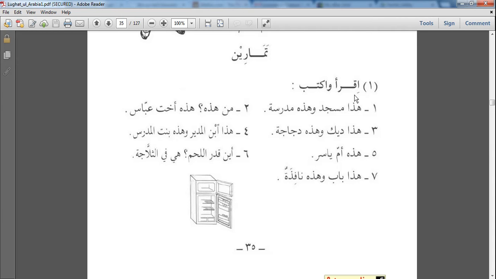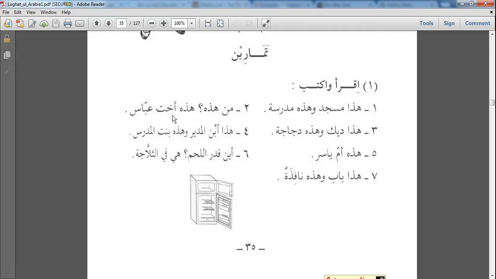First of all, اقرأ واكتب, read and write. هذا مسجد وهذه مدرسة. This is a masjid and this is a madrasa or a school. And you see the difference between masculine and feminine. هذا and هذه. Number 2. من هذه? Who is this?